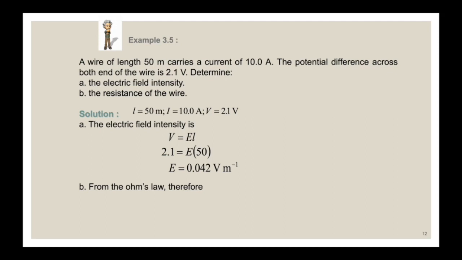And then for B, the resistance of the wire. We have V is equal to IR, Ohm's law. We have V, and we have the current as well, so we want to find resistance. We just substitute and rearrange. We get 0.21 ohm.